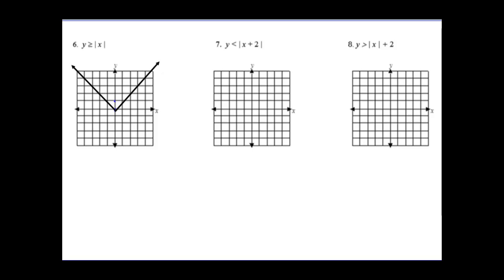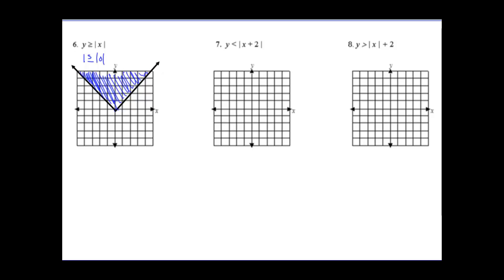So 0, 1. If we plug in 1 and take the absolute value of 0, is 0 less than 1? And the answer is yes. So we're going to shade inside that V. So these will be all the points that satisfy that equation.